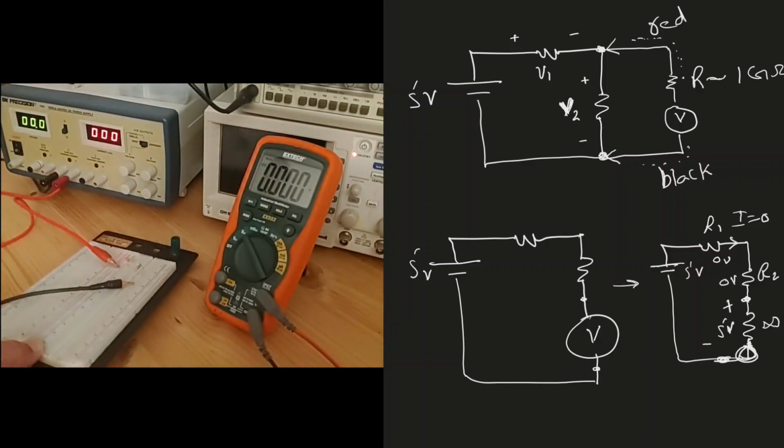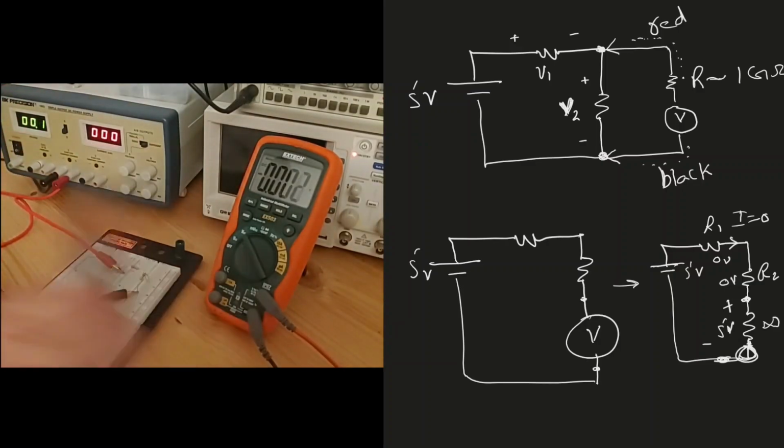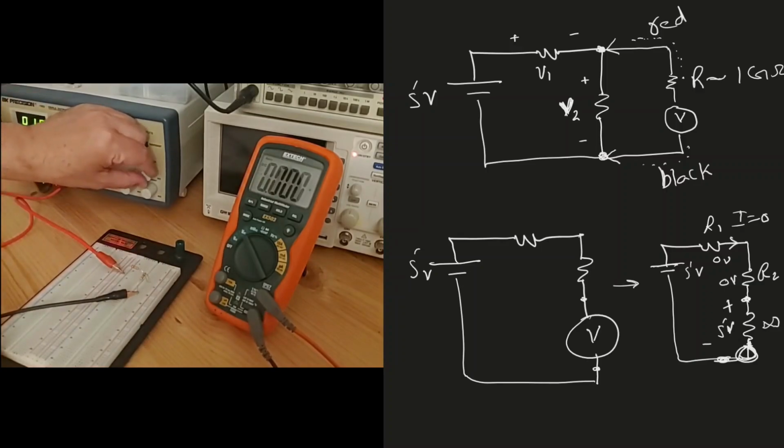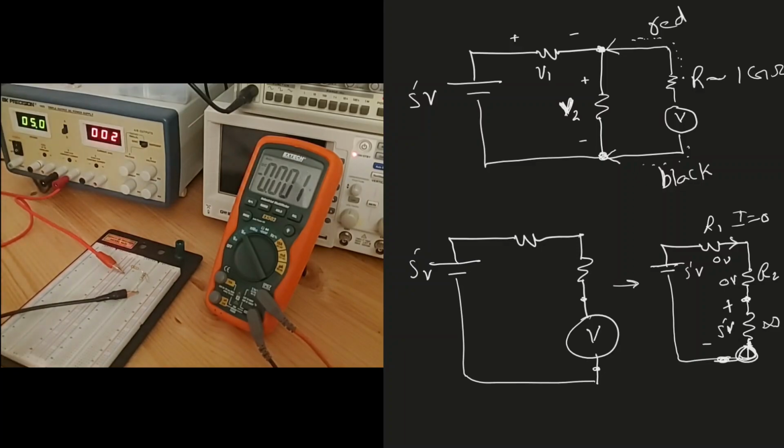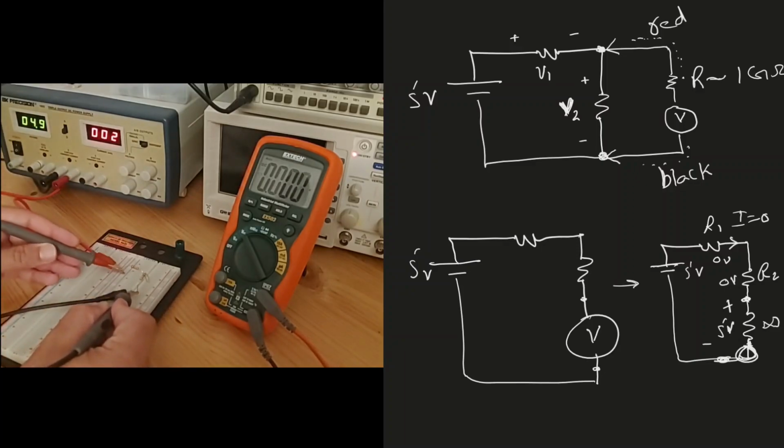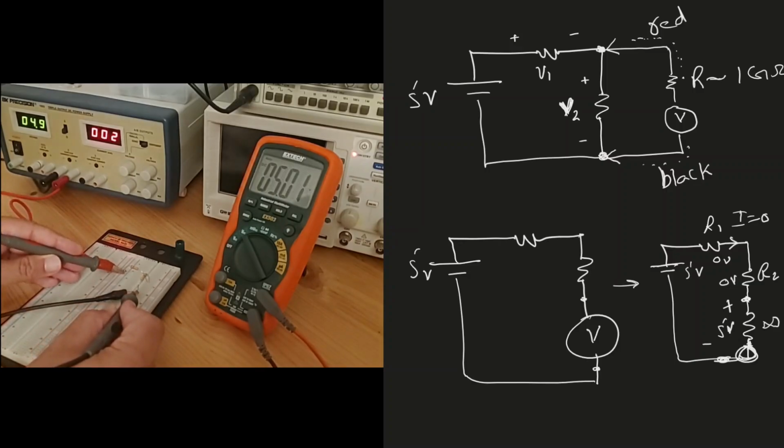So now let's see. I will set the supply voltage to 5 volts. All right, so now my supply voltage is 5 volts. And first of all, let me measure the supply voltage. It is 5.01 on the multimeter.